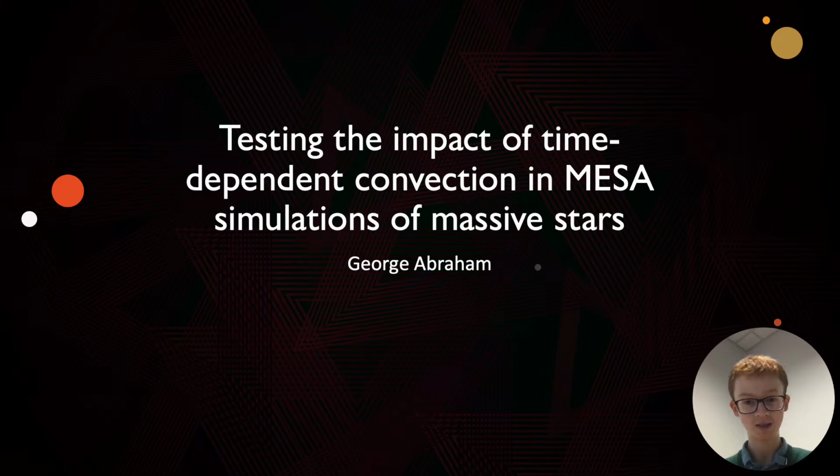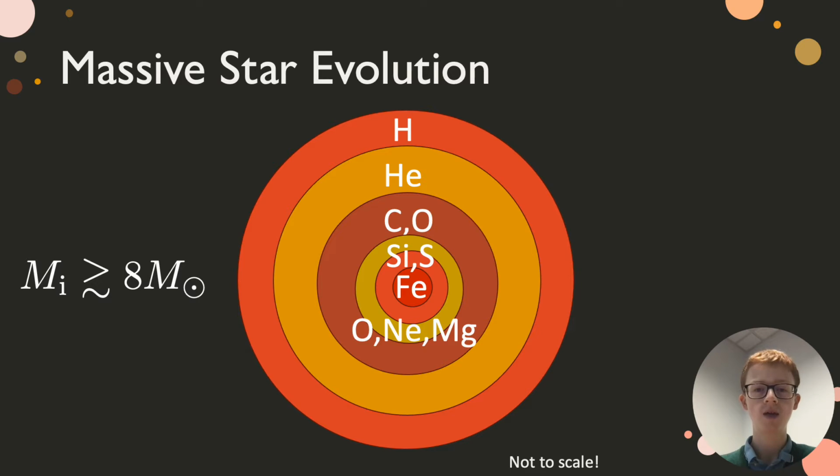Now, I was modelling massive stars and the convection which occurs, and I was investigating the impact of using the approximation of time-dependent convection by MESA, a stellar evolutionary simulation, to see how that played out. Was it physically accurate, or more physically accurate than a previous method of modelling convection? So first of all, what's massive star evolution?